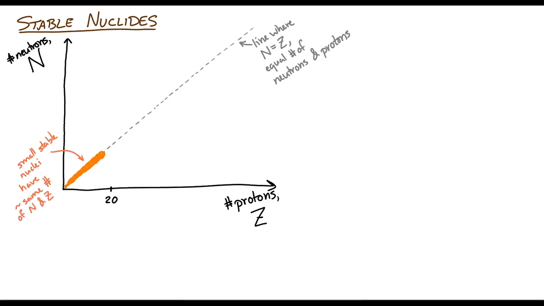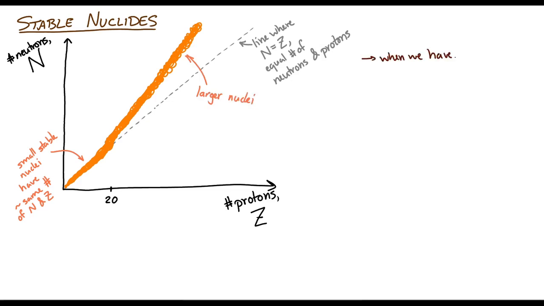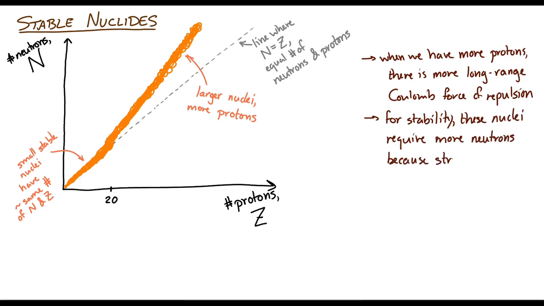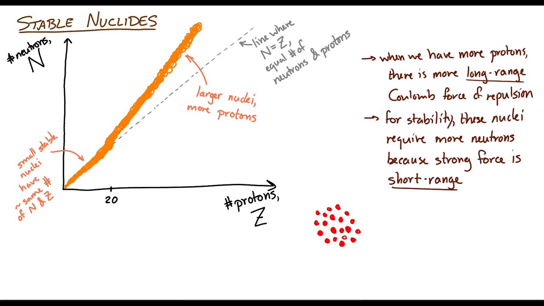However, when we get to larger nuclei, nuclei with more than 20 nucleons in them, it varies. It deviates from this 1-to-1 line. As we have more protons, we have more of this longer range Coulomb force of repulsion. If we have more of this long range Coulomb repulsion within the nucleus, or between the protons within the nucleus, that requires more neutrons for stability. And that's because the strong nuclear force is a very short-range force. It really is only present between nearest neighbors within the nucleus. The Coulomb force is a longer-range force.